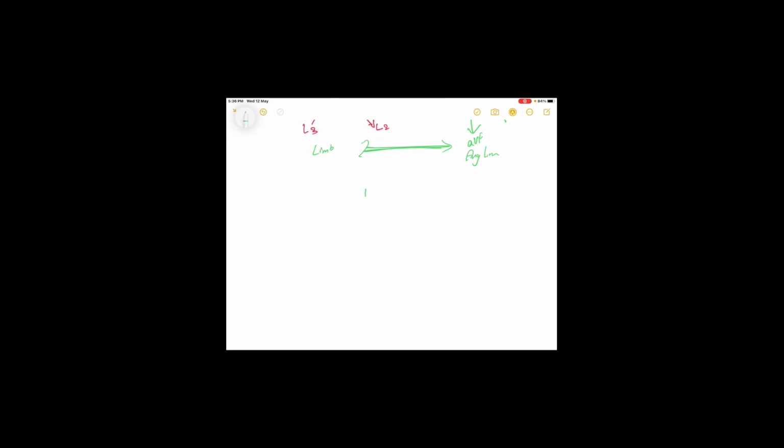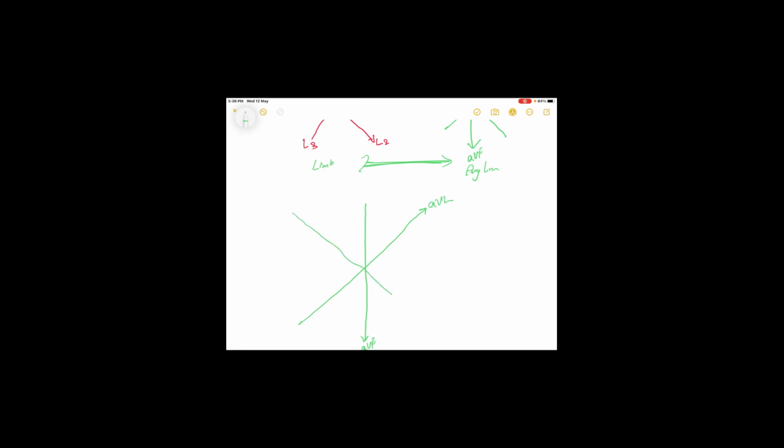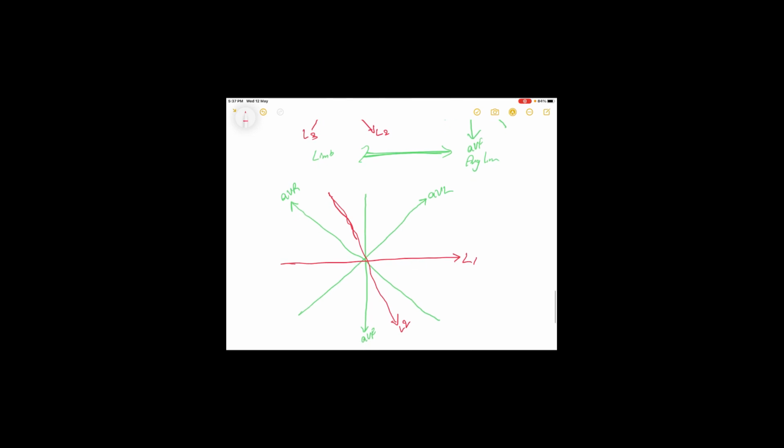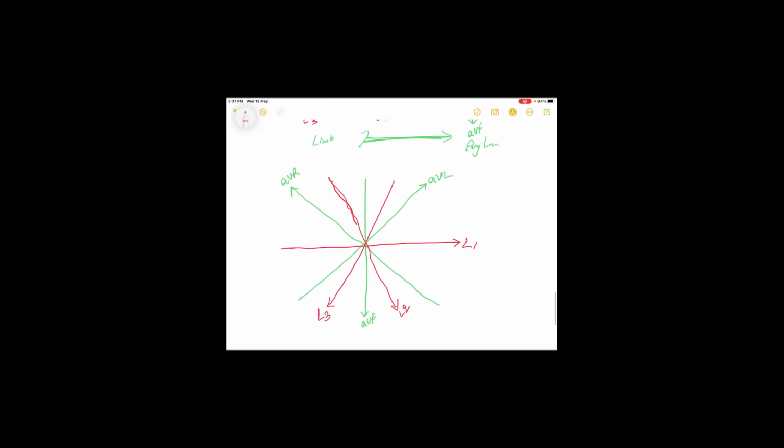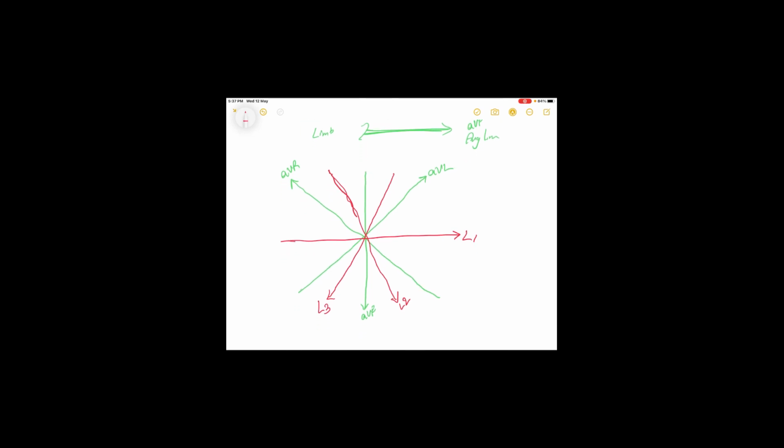So I'll superimpose now. AVF, AVL, AVR. Now lead 1, lead 2, lead 3. So this is the complete axis system of the heart.